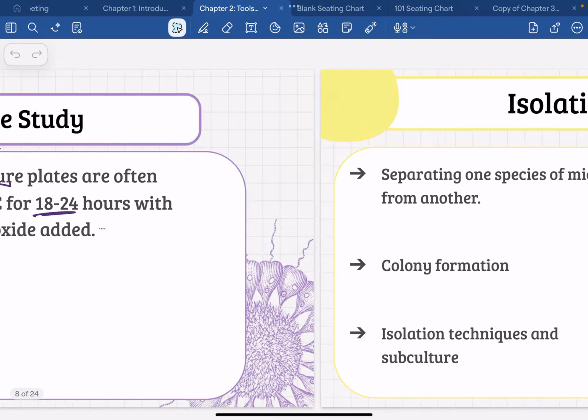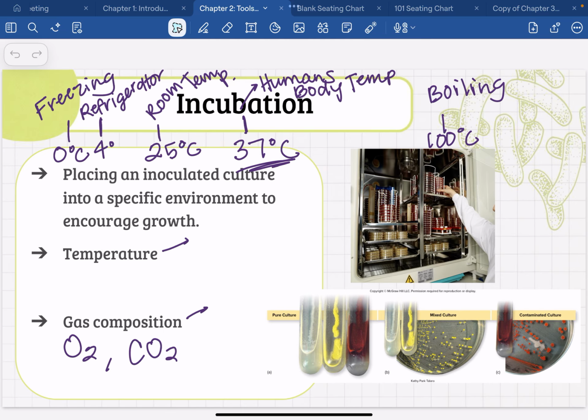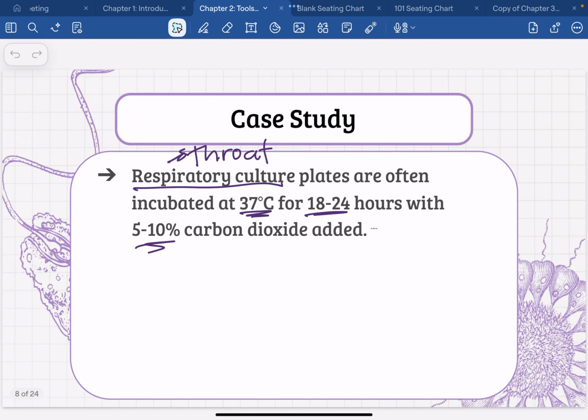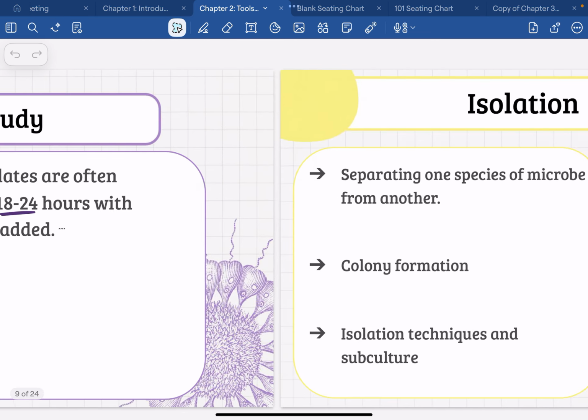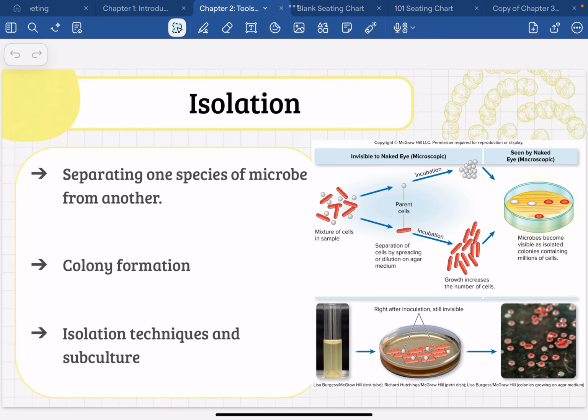But we are picking up with our next I. So our second one was incubation, which had to do with creating a temperature and gaseous atmospheric environment that is conducive to growing whatever bacteria we want. And that was our case study that we talked about. So now we're moving on to our third I, which is isolation. And isolation, just like any other time that we talk about isolation, means separating things from each other, right? And that's what this one is as well. So isolation of bacterial organisms is just separating one species of microbe from another.